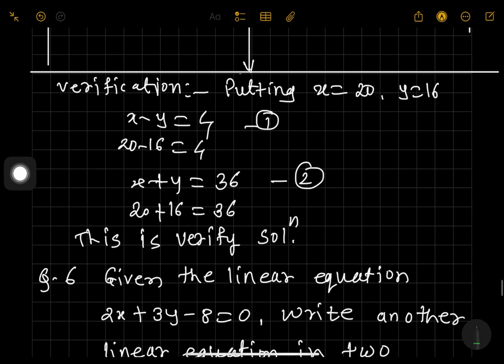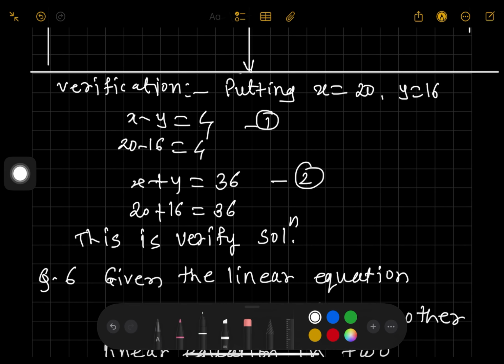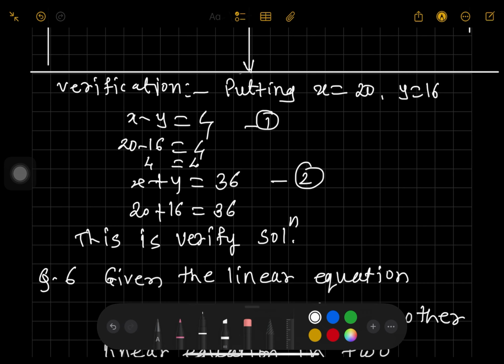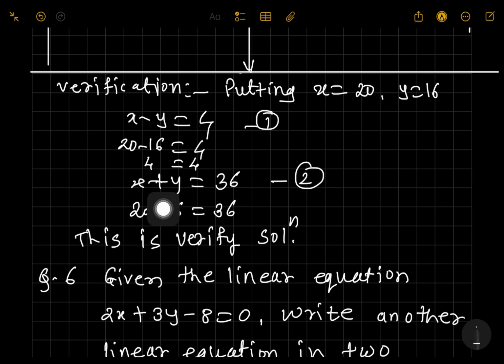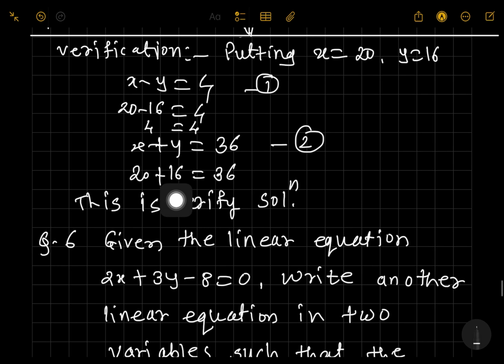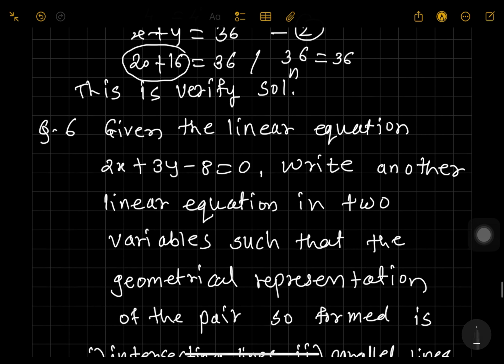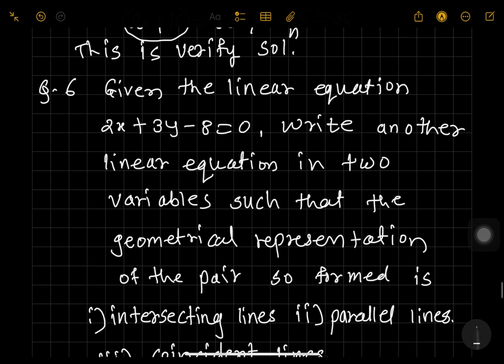So 20 minus 16 equal to 4, so both sides are the same. Now the second equation, x plus y equal to 36. So 20 plus 16 is 36, this addition is also 36. So we can write 36 equal to 36, which means our values are correct. So next question, question number 6.